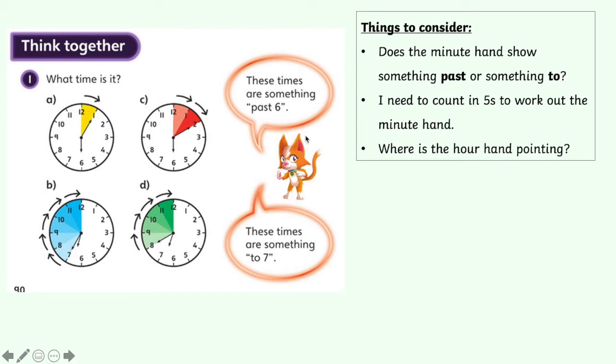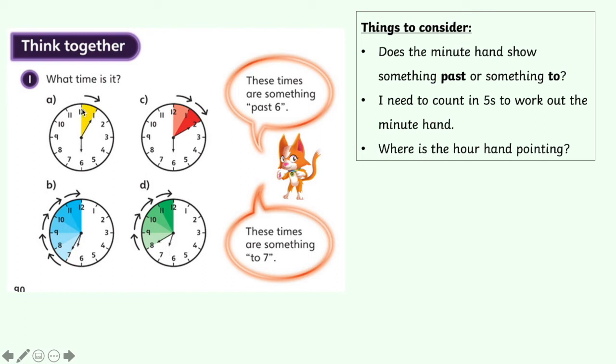And Sparks is reminding us that when we have the minute hand before half past, then it's going to be something past. And when we have the minute hand after half past, it's going to be something to. And we can see here that here we're going past 6 o'clock, and here we're going to, on our way to 7 o'clock.